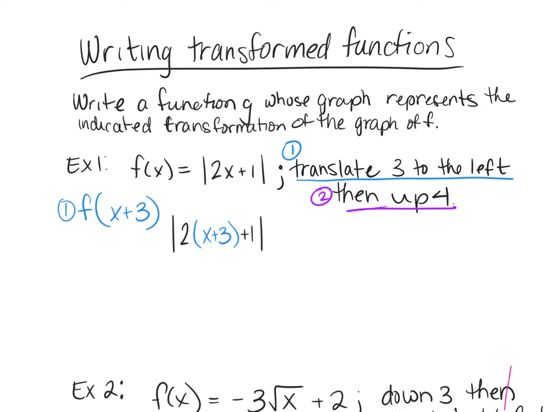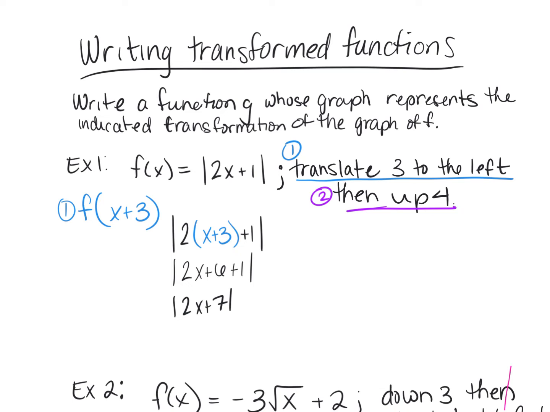It's going to replace the x plus 1. And we're going to simplify that. How do I simplify 2 times x plus 3? I get 2x plus 6 plus 1. And that's the absolute value of 2x plus 7. So now I've moved it to the left 3.